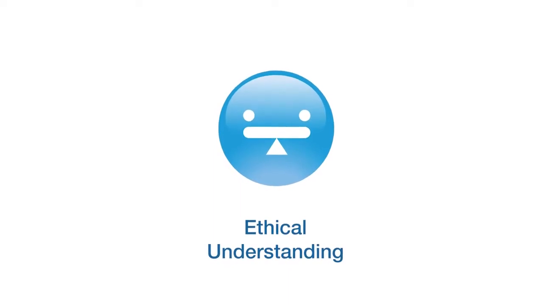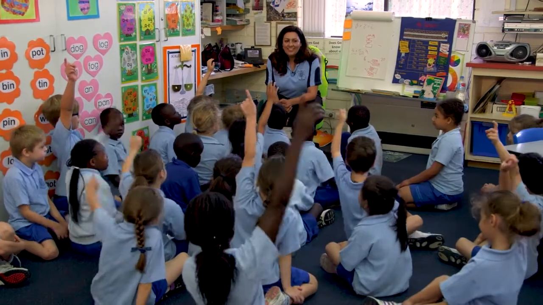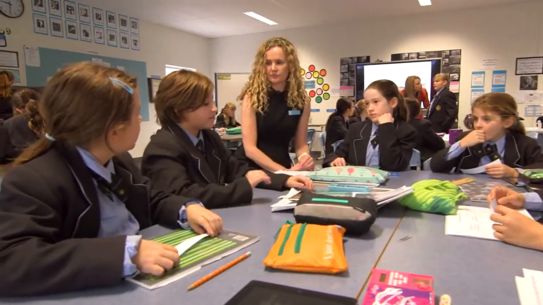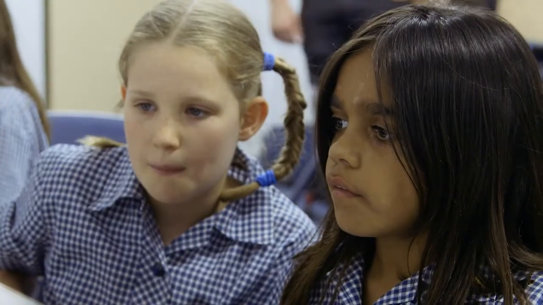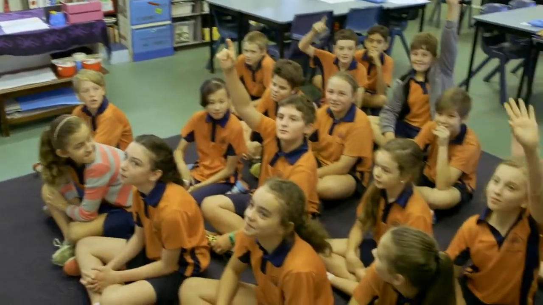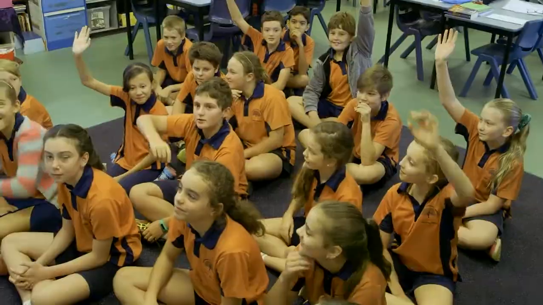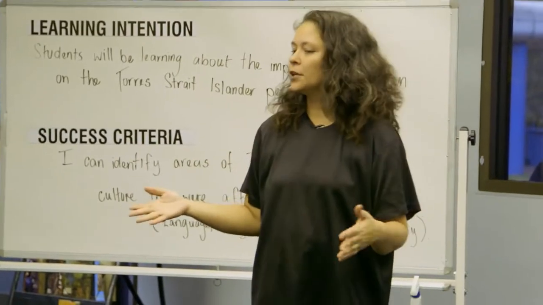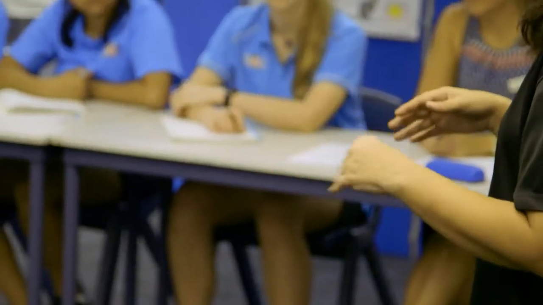Through the capability of ethical understanding, students explore moral and ethical concepts and issues. They learn to make considered judgments, weighing individual rights and responsibilities, values and attitudes. For example, Year 6 students in Humanities and Social Sciences consider multiple points of view when learning about Australian democracy and the rights of Aboriginal and Torres Strait Islander peoples, migrants, women and children.